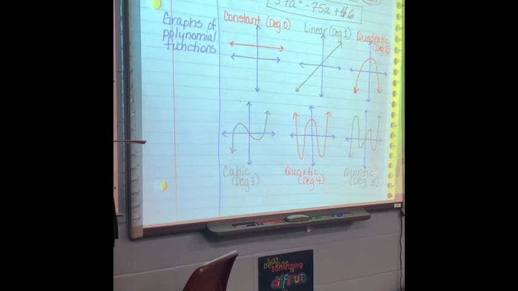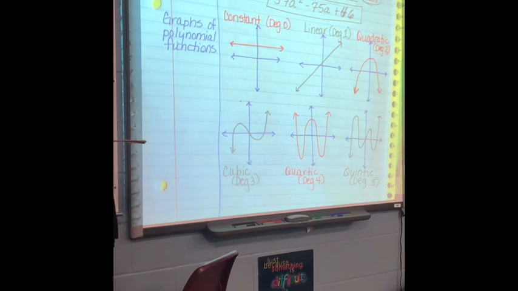Cubics, with a degree of 3, extend indefinitely in both directions, like linear. Degree of 3 and degree of 1 both go in opposite directions, and the cubic has a possibility of 3 real zeros. That's the possibility of crossing the x-axis 3 times.